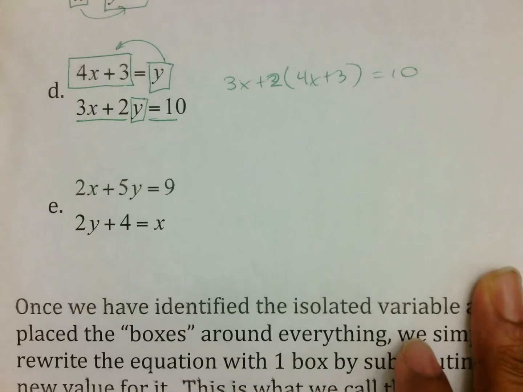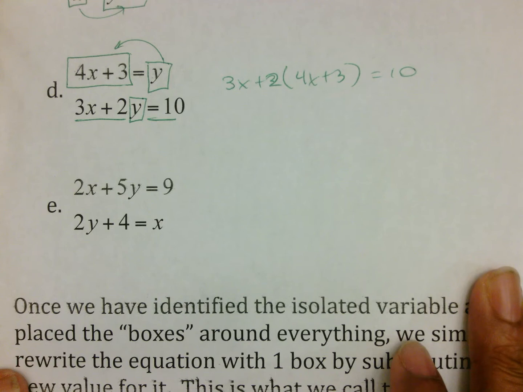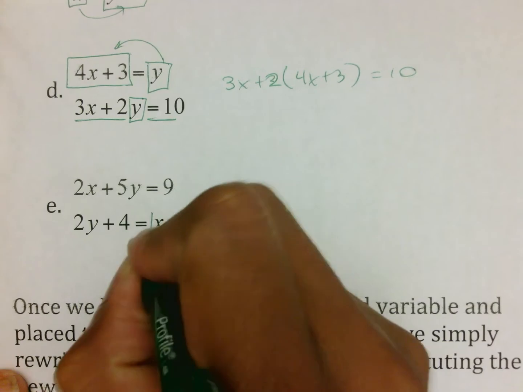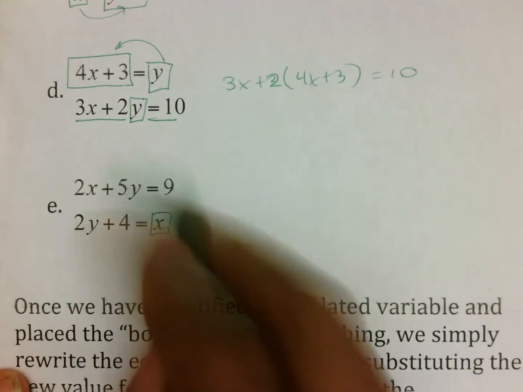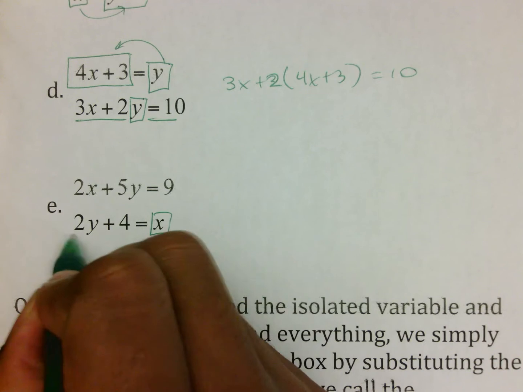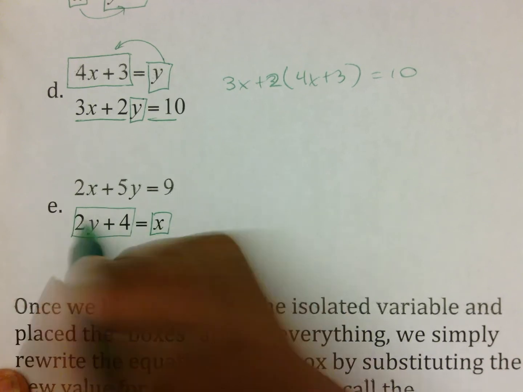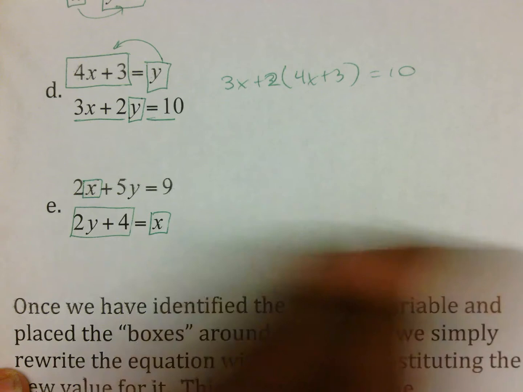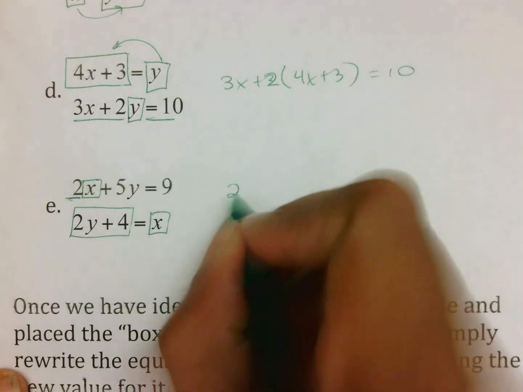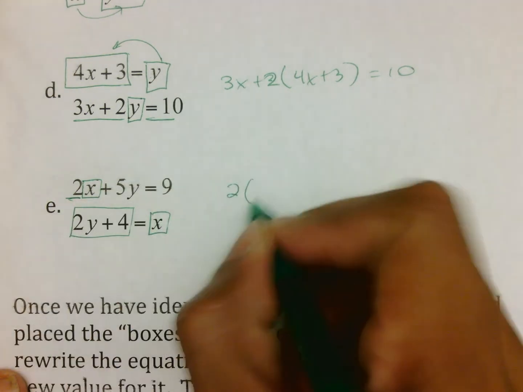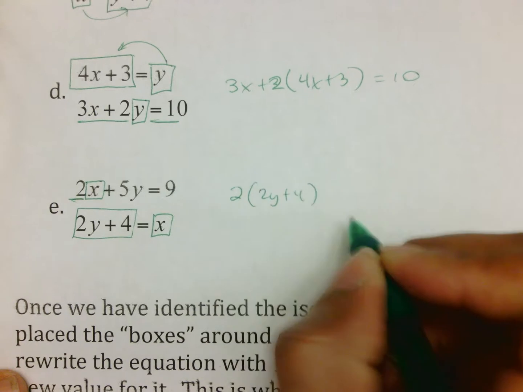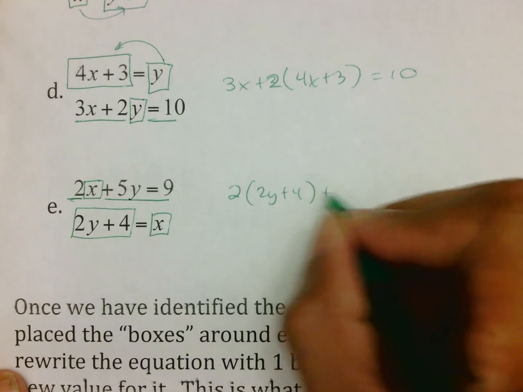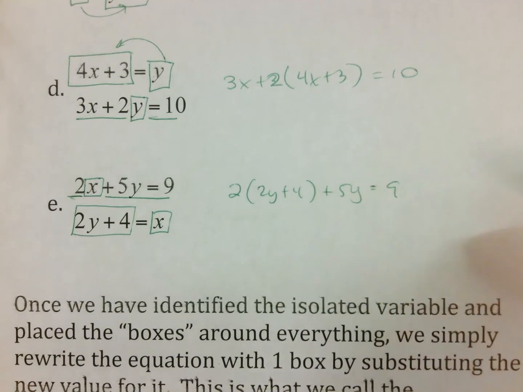And again, if you cannot do the very first step, there's going to be some problems in terms of you understanding what's going on. E, once I see a letter by itself, I put it in a box. I put what it's equal to in a box, and then I put just that letter in the other equation in a box. Again, in front of the box is a 2. Switch out my x for a 2y plus 4. And then everything behind the box is plus 5y equals 9.